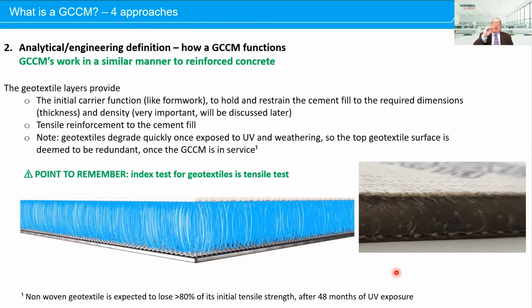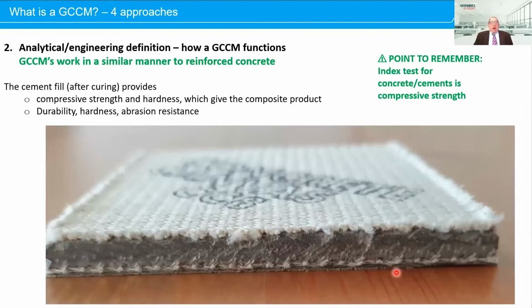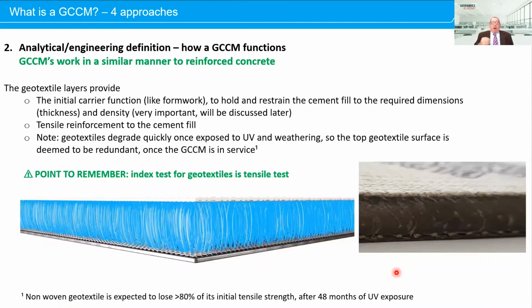In fact, technical papers show that geotextile is expected to lose greater than 80% of its initial tensile strength after 48 hours of UV exposure. So, sorry, I'll go back a step. The important point to remember here, for the tensile component, the geotextile, the index test for geotextiles is tensile strength.